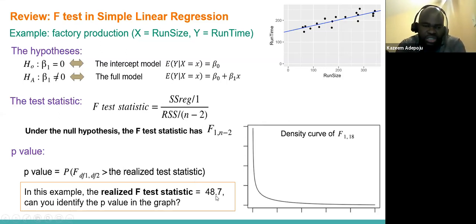And the question now is, can you identify the p-value in the graph? Of course we can. Of course you can actually find the p-value. But let me tell you something. When you use R software, automatically you're going to have access to all that. In fact, I'm going to show you in the R outputs where the p-value is computed automatically.